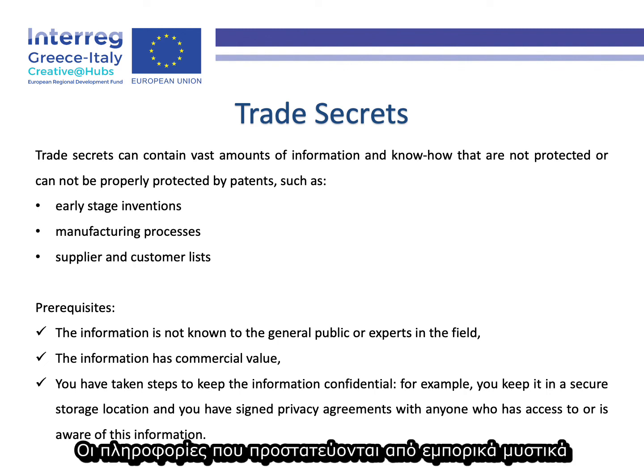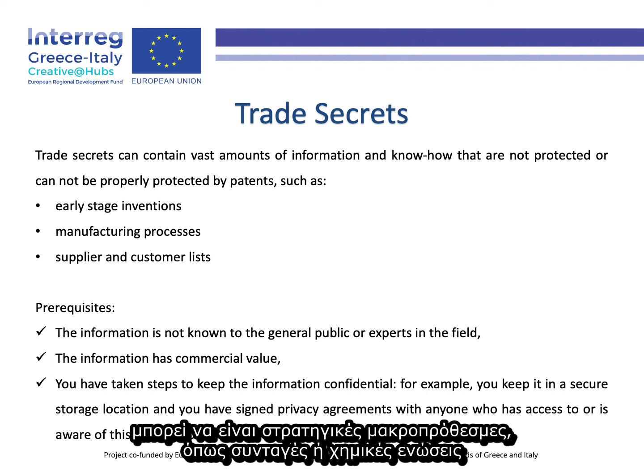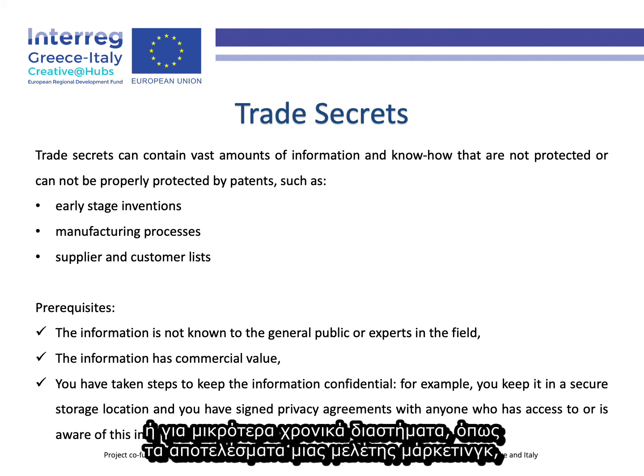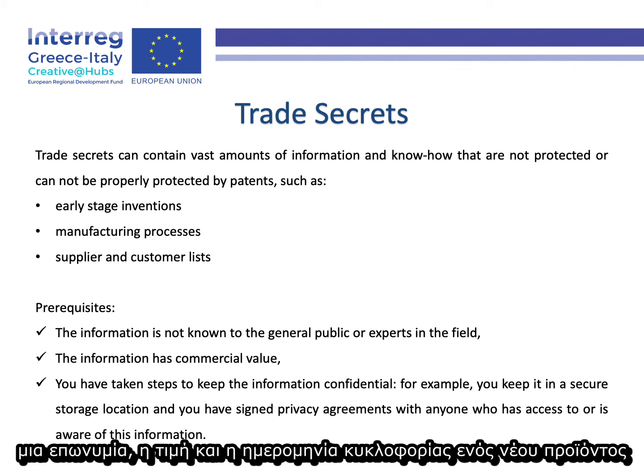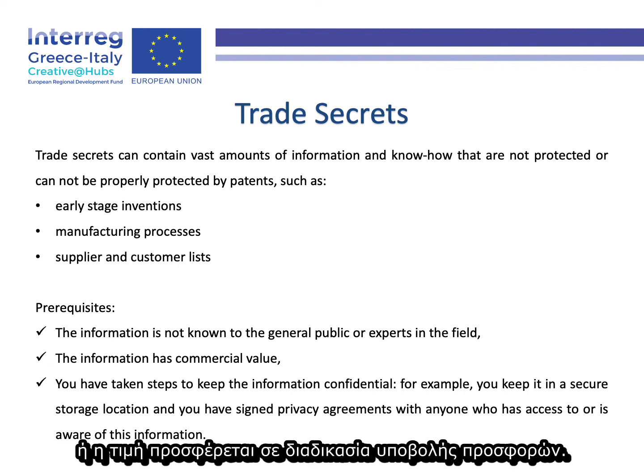Information protected by trade secrets can be strategic for the long term, like recipes or chemical compounds, or for shorter periods, such as the results of a marketing study, a brand name, price and date of launching of a new product, or the price offered in a bidding procedure.